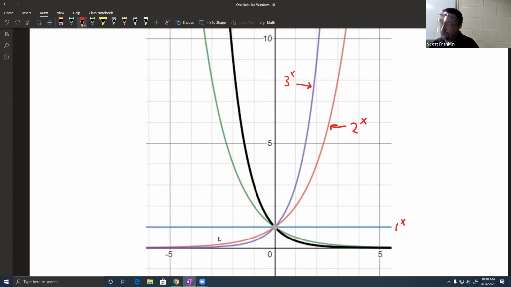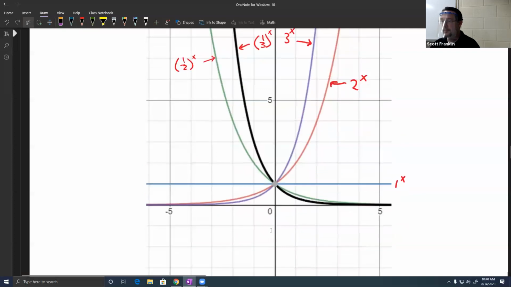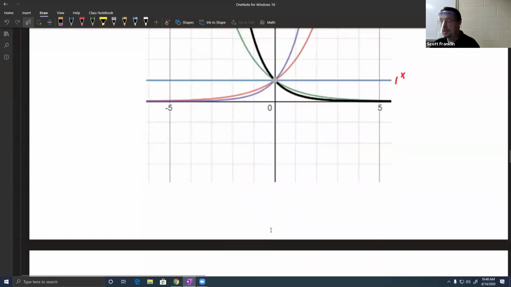And now if you were to take 3 to the x and flip it around the x-axis, that's 1/3 to the x. And this one over here is 1/2 to the x. So notice values between 0 and 1 go downhill when you have a base, and values from 1 and above go uphill from left to right. That's increasing from left to right. Okay, got those? So those are the exponentials.